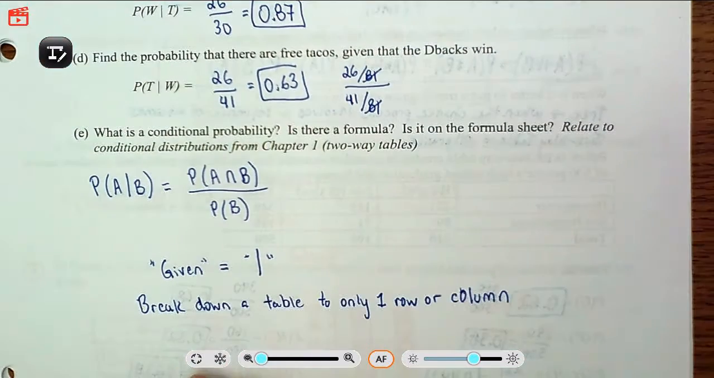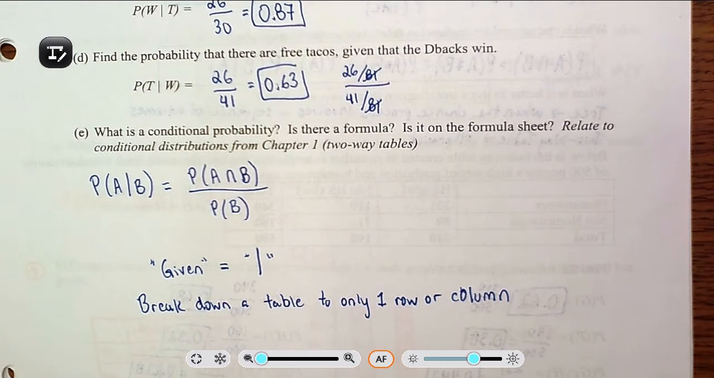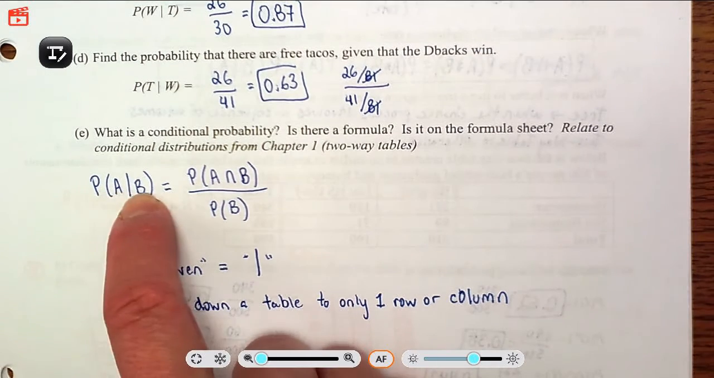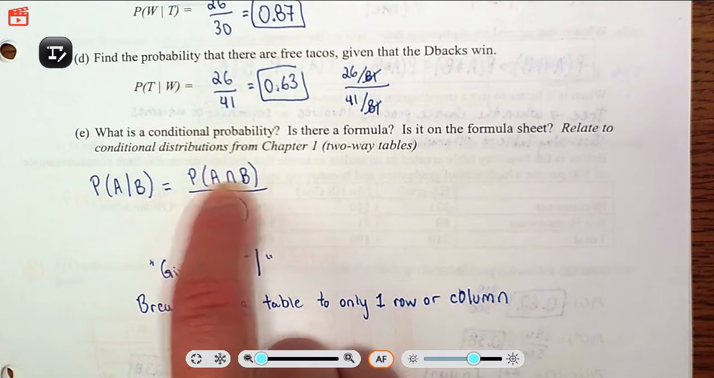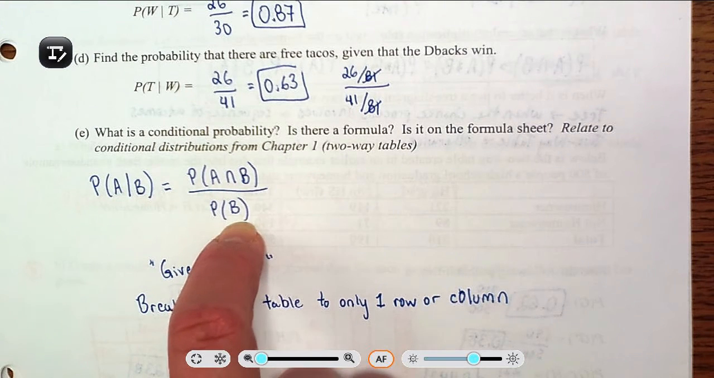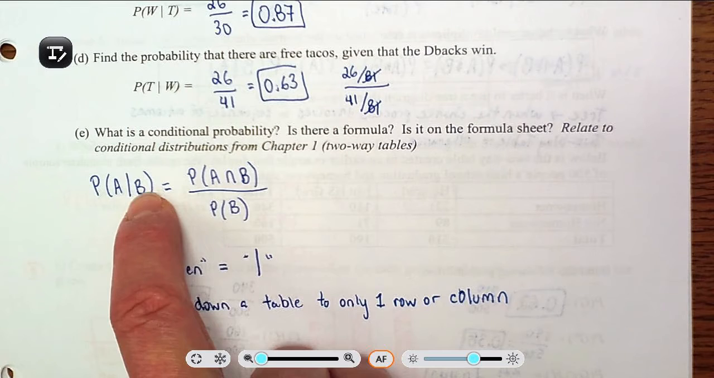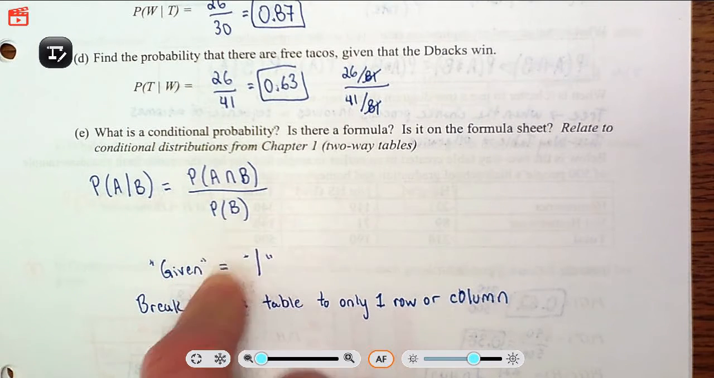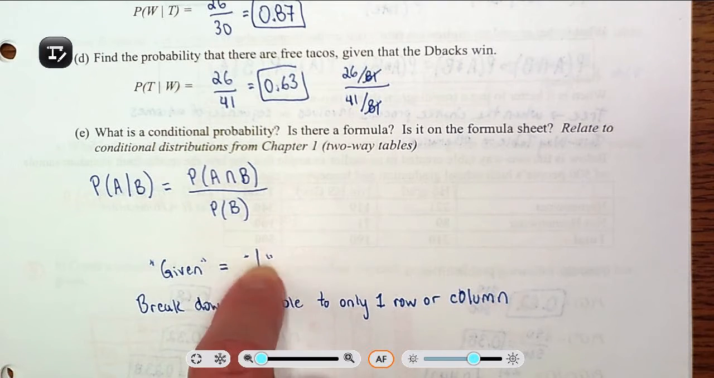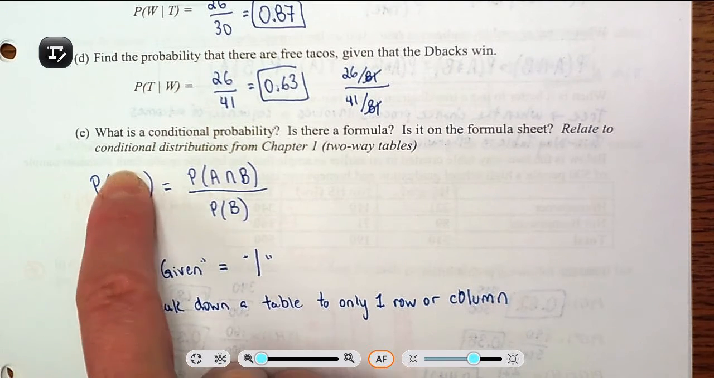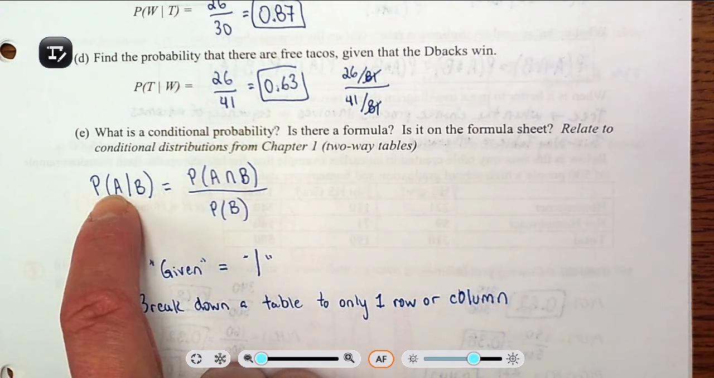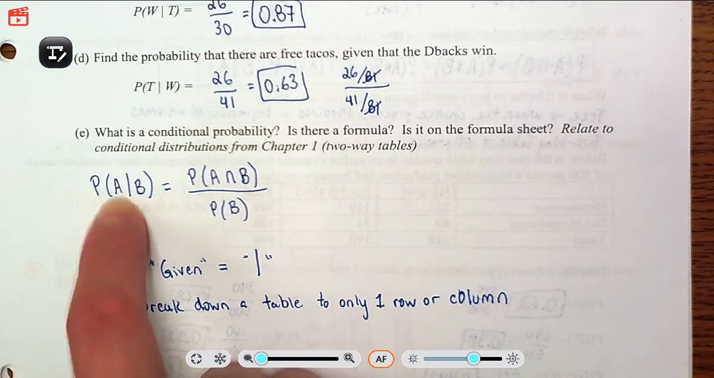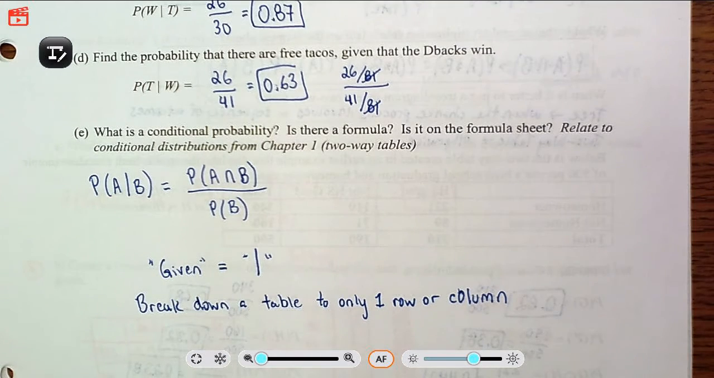Okay, what is the conditional probability? Is there a formula, and is it on the formula sheet? Okay, so the conditional probability means that the probability of A given B. So that's the probability of A and B happening out of all the times that B happens. So we really see that given B, we're only looking at the table total for the events that B happened. So given is this bar, so the probability of A given B. We're really just finding the probability of A in the circumstance that B happened.